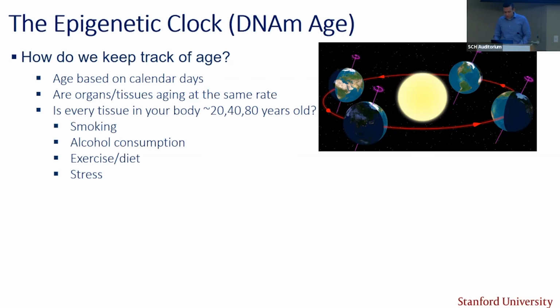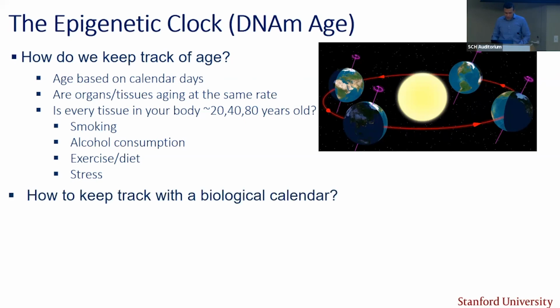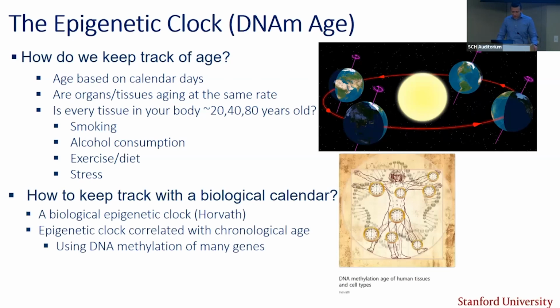So of course, the aging field has been very interested in telomeres, and you probably have heard of telomeres. But if you tell me your telomere length, I wouldn't be able to tell you your age. We want to have very accurate biomarkers if possible. So how do we keep track with a biological calendar? Well, telomeres are one way to do this, but now the field is moving to these omic-based clocks. And this is an epigenetic clock developed by Steve Horvath at UCLA.